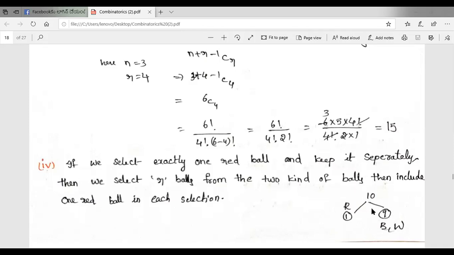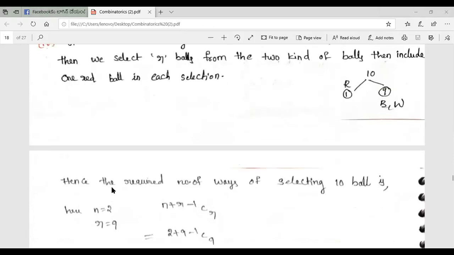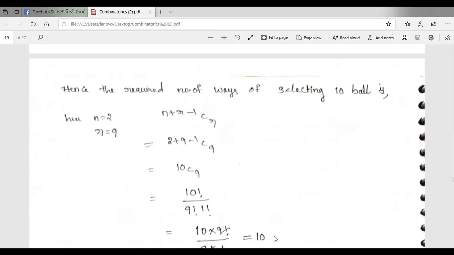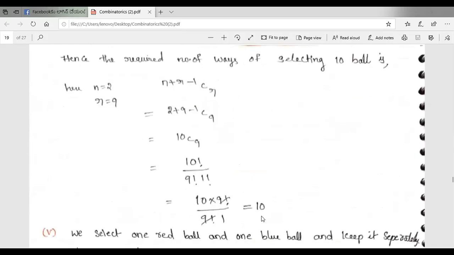Hence the required number of ways of selecting 10 balls: the boxes are 2, so n, the number of objects, is equal to 2, and r is equal to how many balls we have to select, 9. So r is equal to 9. So n plus r minus 1 C r. We simplify this, 10C9, and we get 10 ways.